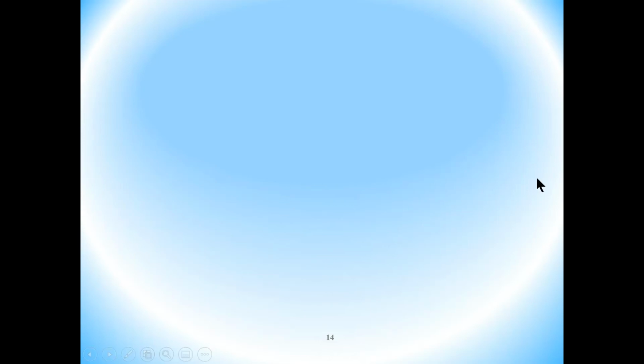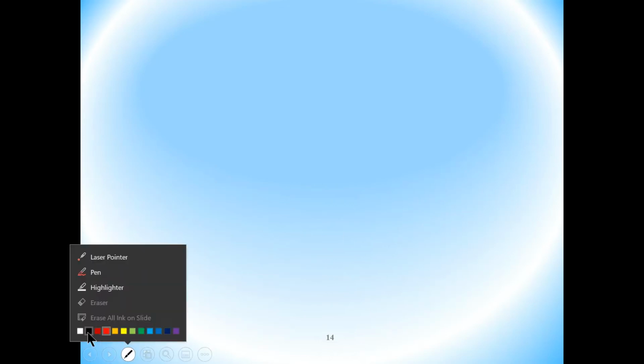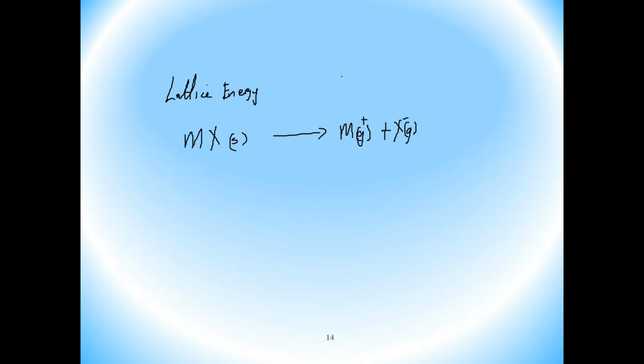The lattice energy, that's what we're defining here, is basically the energy needed to convert an ionic compound in its solid state to its constituent gaseous ions, M plus and X minus. So the lattice energy is delta H lat, and that's the energy needed to carry out this change.